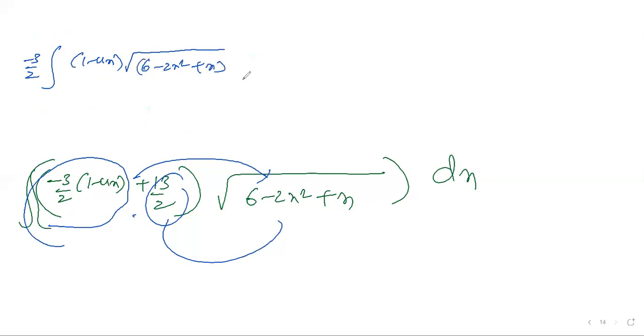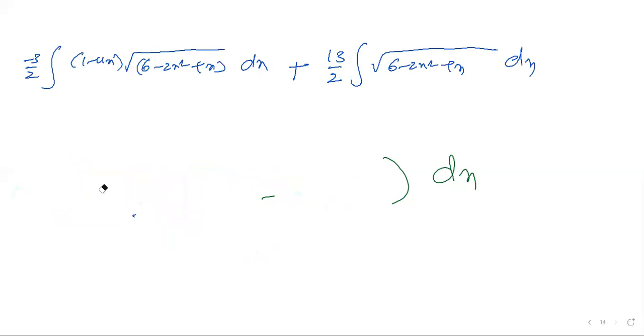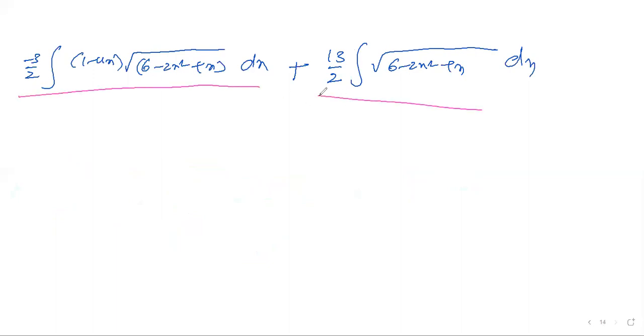dx, plus next is 13 by 2. Am I clear? 13 by 2 integration under root of 6 minus 2x square plus x into dx. Clear? Any doubt? Yes, sir. So now this is clear. Now it looks like two separate questions. This is one question, this is one question now.